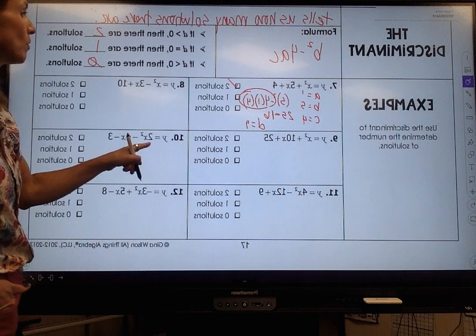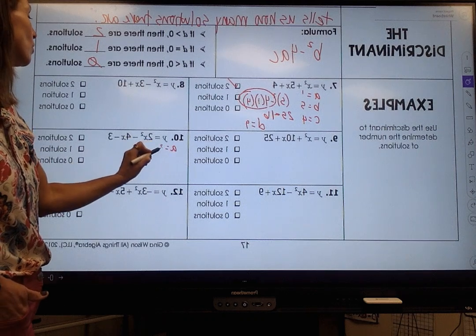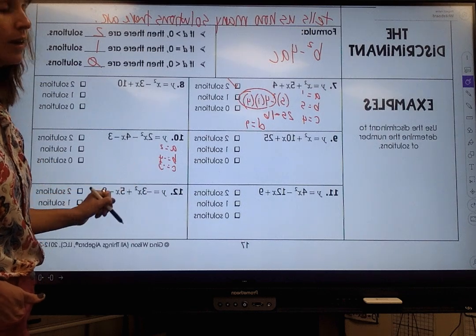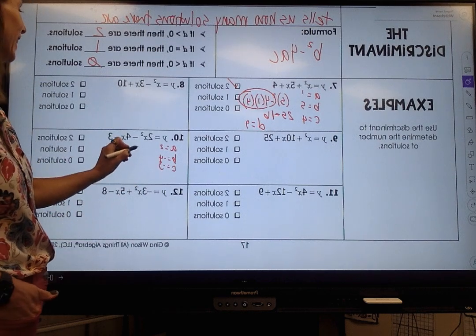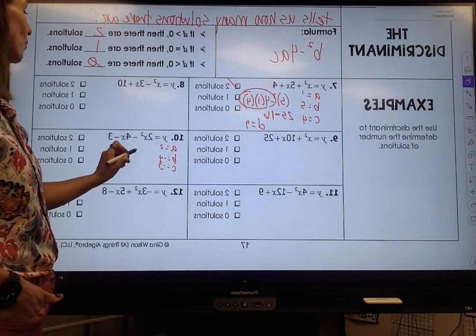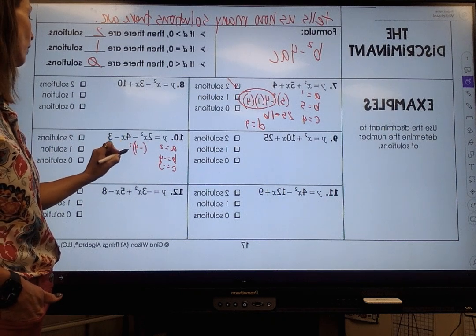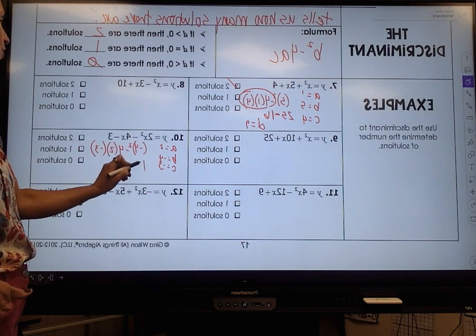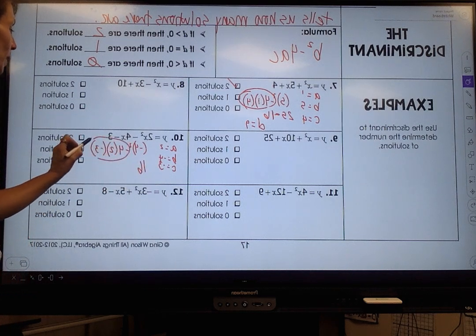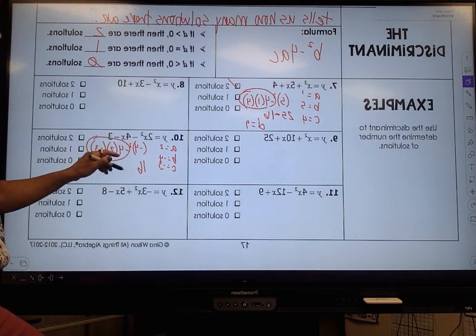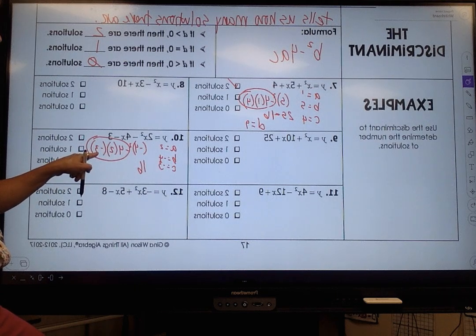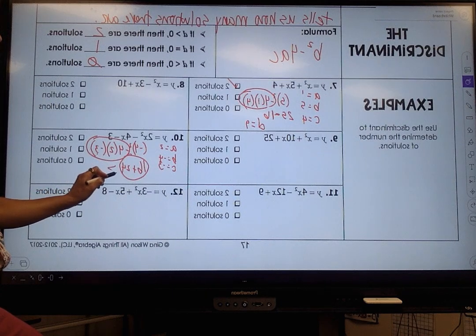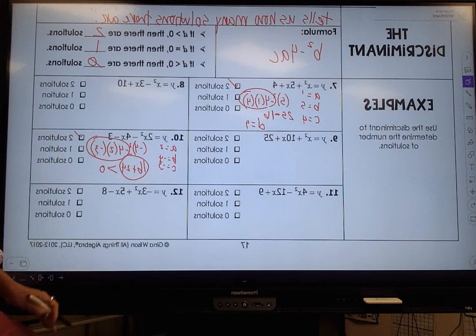So let's do one more. Let's do this one over here. I have A equals 2, B equals negative 4, C equals negative 3. Actually, we're going to do 2 more. So I get B squared, negative 4 squared, which is 16, minus 4 times A times C. This is one big multiplication problem. So it's going to be positive because a negative times a negative is a positive 12, times 2 is a positive 24. And this number is greater than 0, making it 2 solutions.